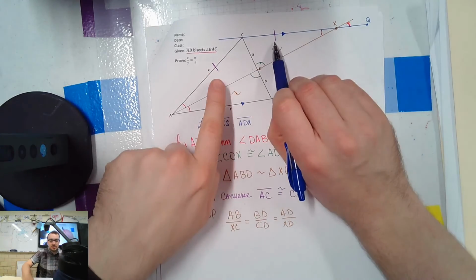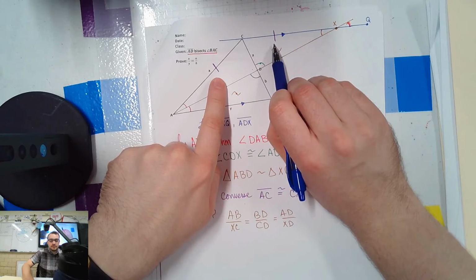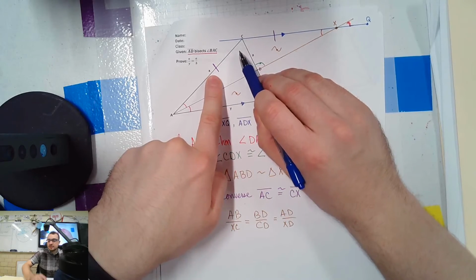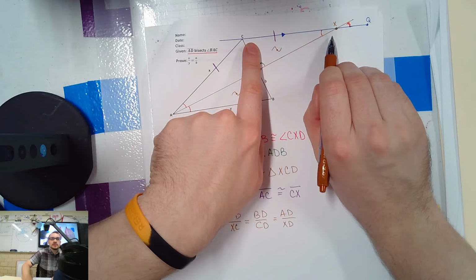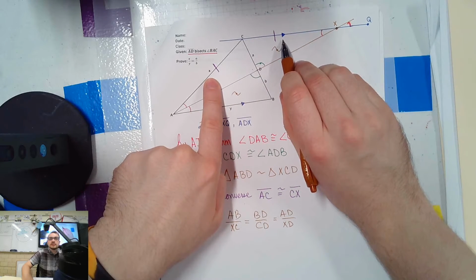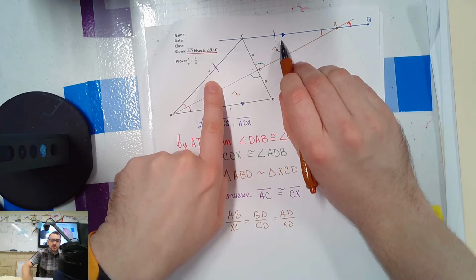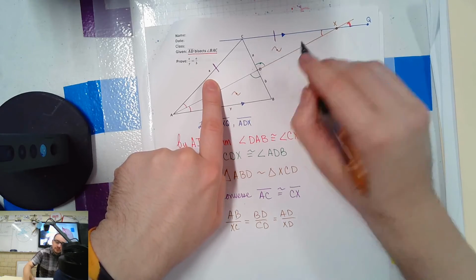So if these two segments are congruent, if AC is X, isn't CX also going to be X? They're both going to be little x. You guys see that? How they're congruent, so they're both going to be little x in length.